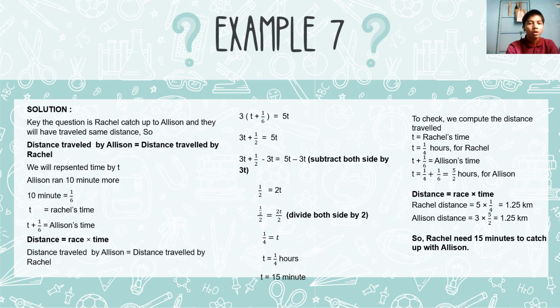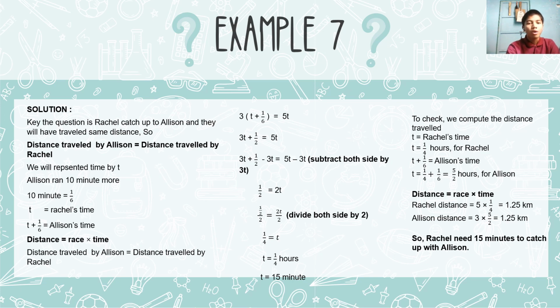The solution: the question is when Russell catches up to Alison, they will have traveled some distance. So distance traveled by Alison equals distance traveled by Russell. We will represent time by t. Alison ran 10 minutes more. 10 minutes equals 1/6 hour. t equals Russell's time. So t plus 1/6 equals Alison's time.